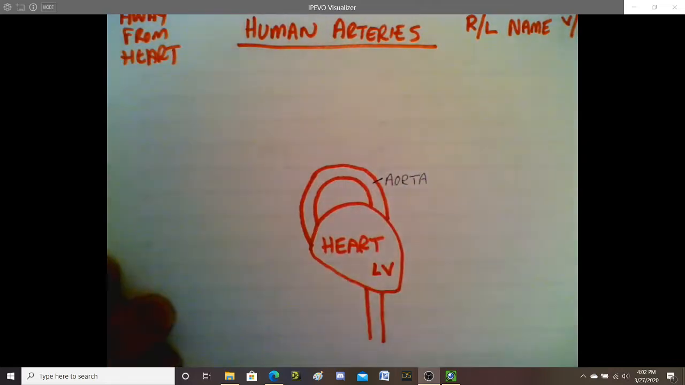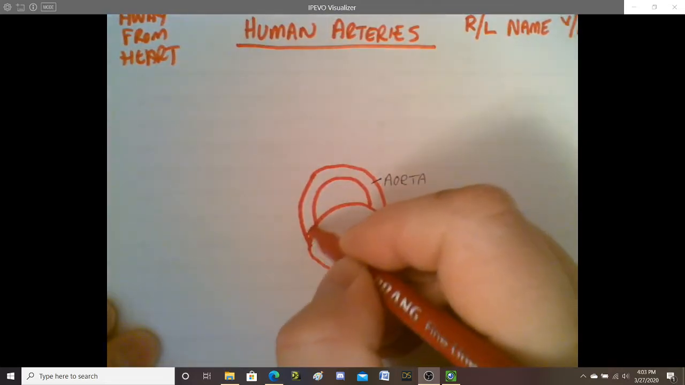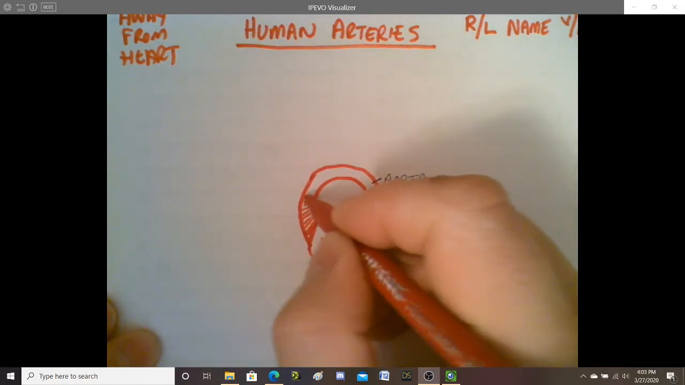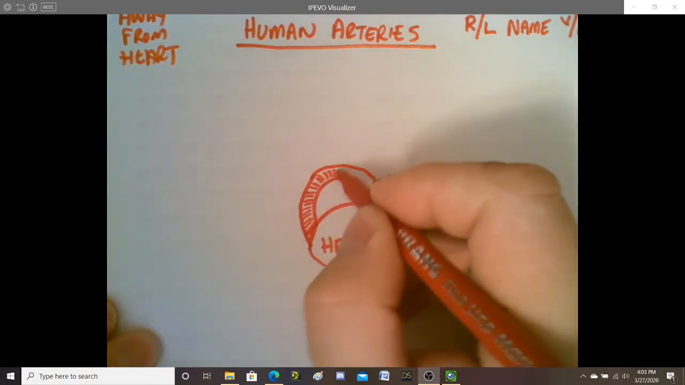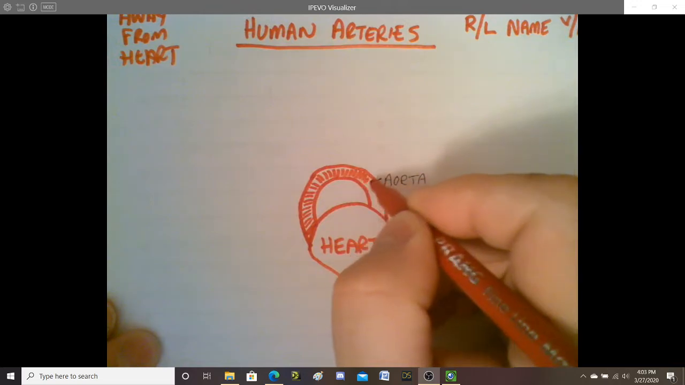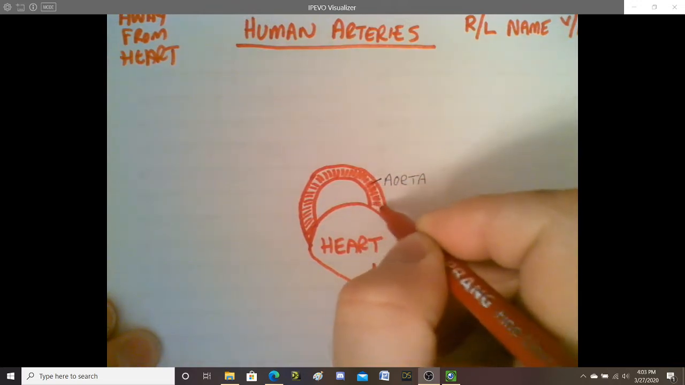All right, so I'm going to label this aorta. Now, I don't mind if you just call it the aorta. You can call it the aortic arch. Doesn't matter. It is an arch.